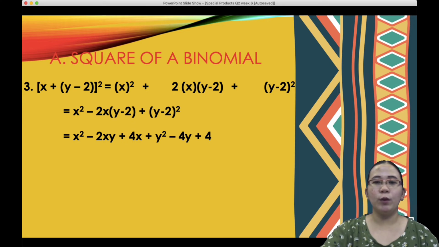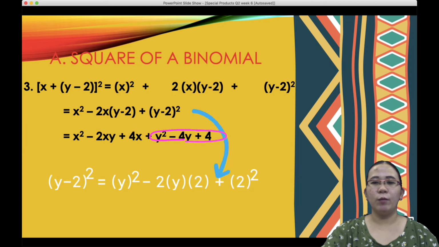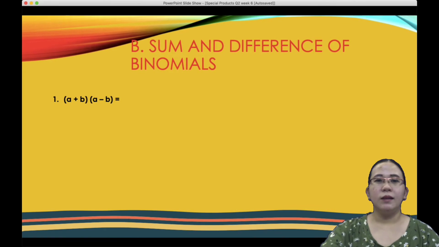Kung napansin nyo po, minultiply lang po natin yung negative 2x sa loob ng y minus 2. Negative 2x times y is negative 2xy. Negative 2x times negative 2 is positive 4x. Then, in-apply natin yung square of a binomial sa y minus 2 squared. So, we have y squared, then 2 times y times negative 2 is negative 4y, and negative 2 times negative 2 is positive 4. Let's proceed to the sum and difference of binomials.